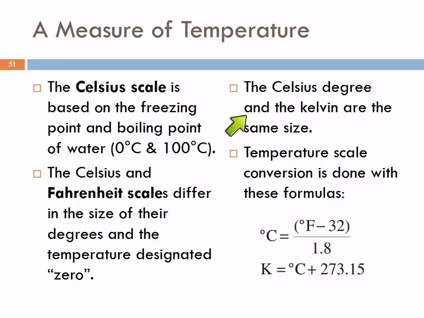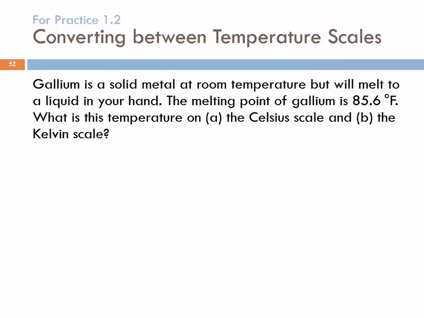The Kelvin and Celsius degree are the same size. The 0 is offset, and so the equation for that conversion is much simpler. Kelvin is the Celsius temperature plus 273.15. We'll do a couple of examples.